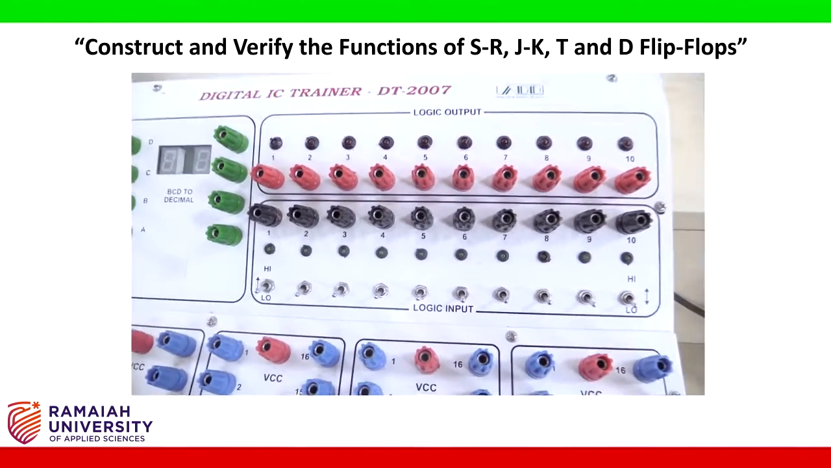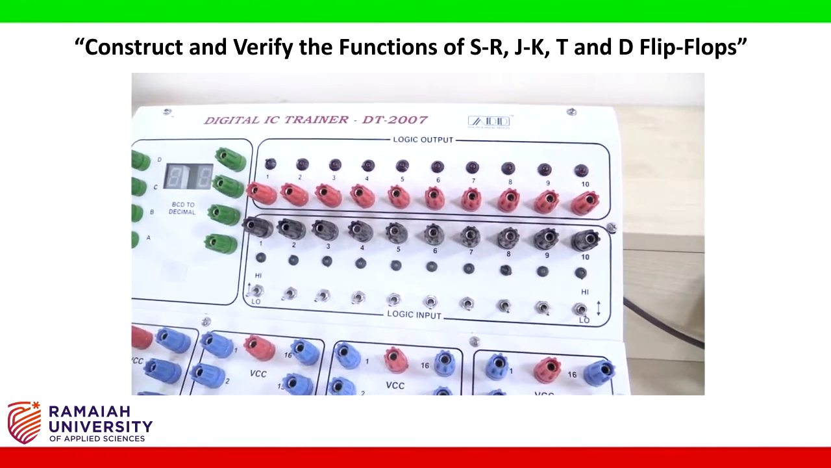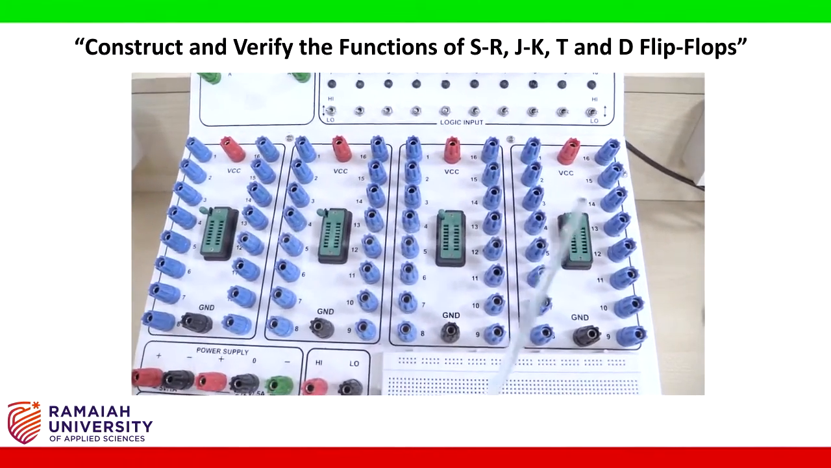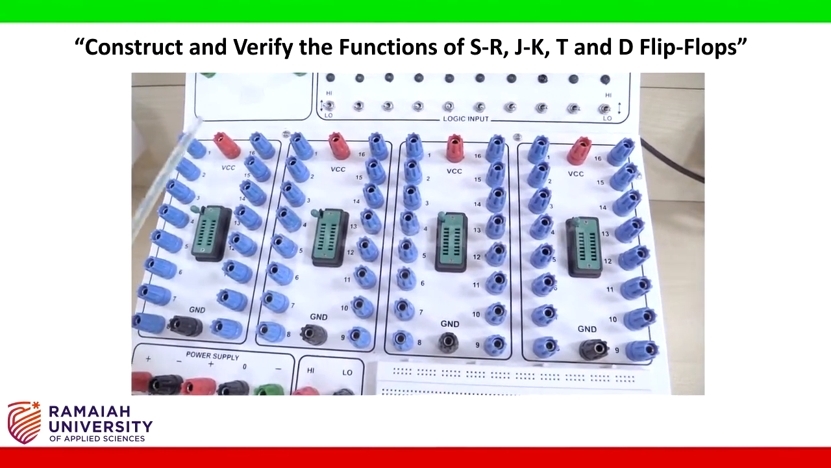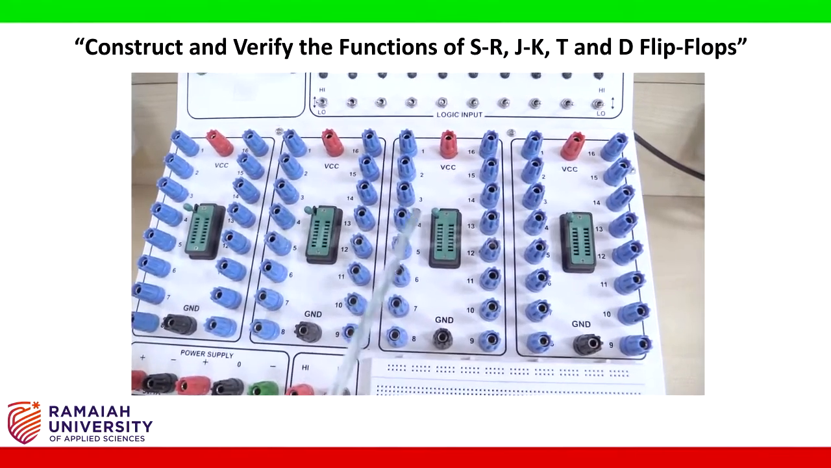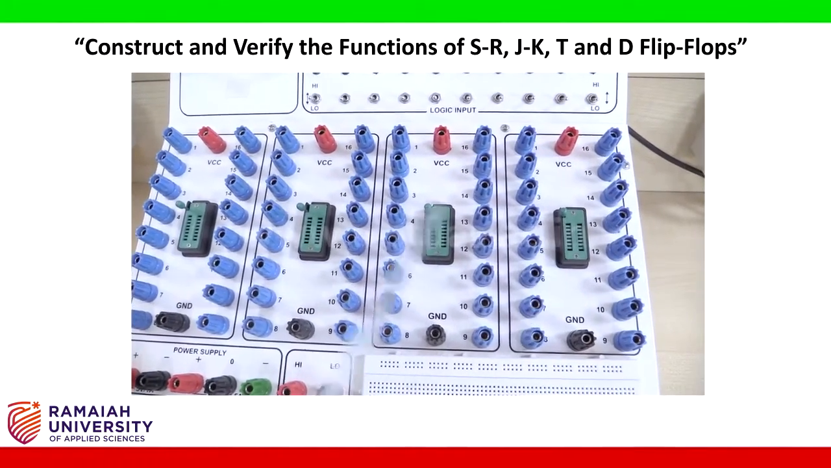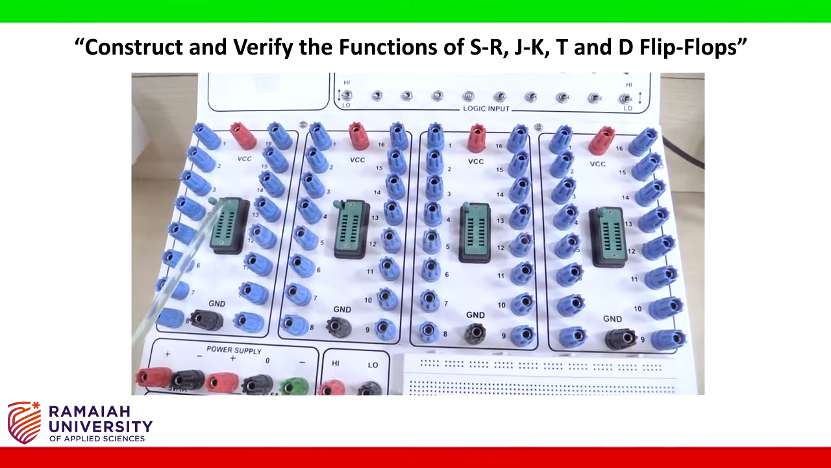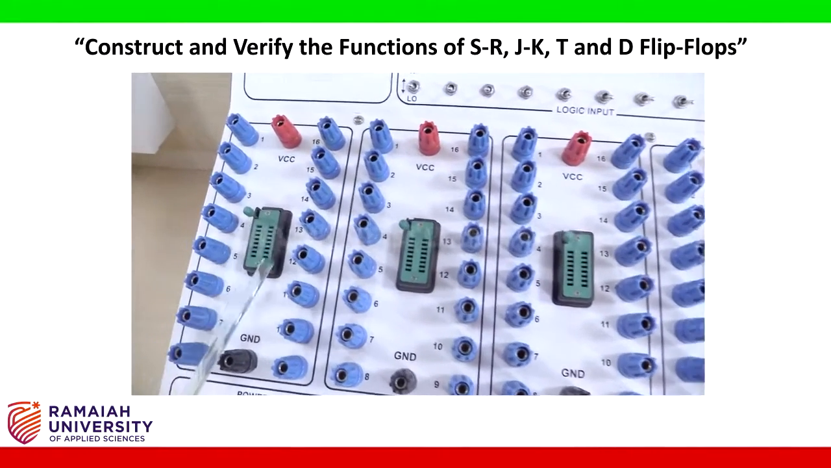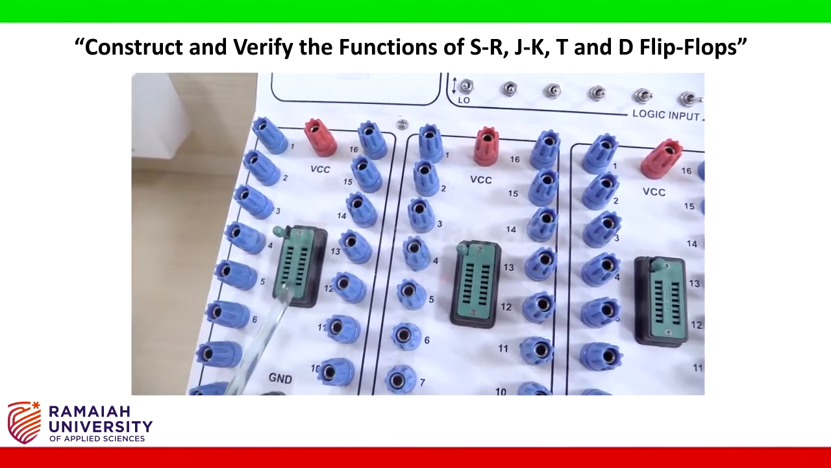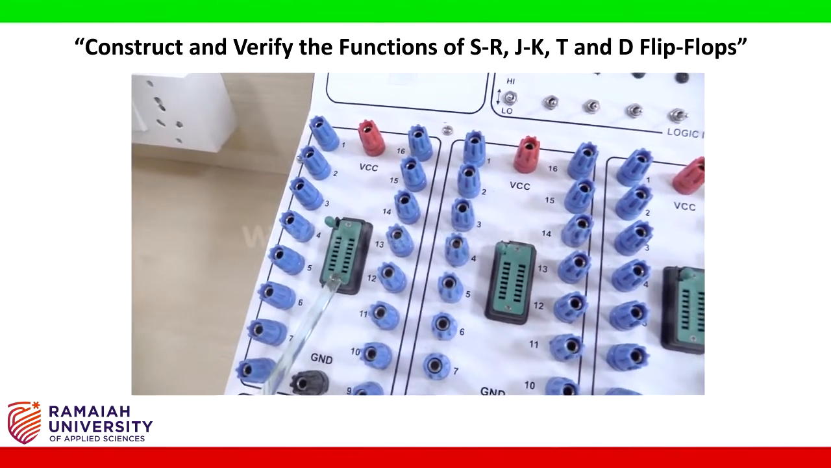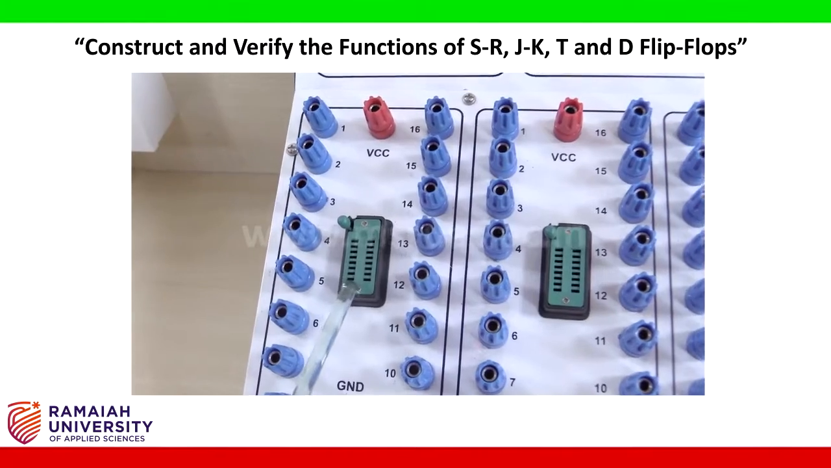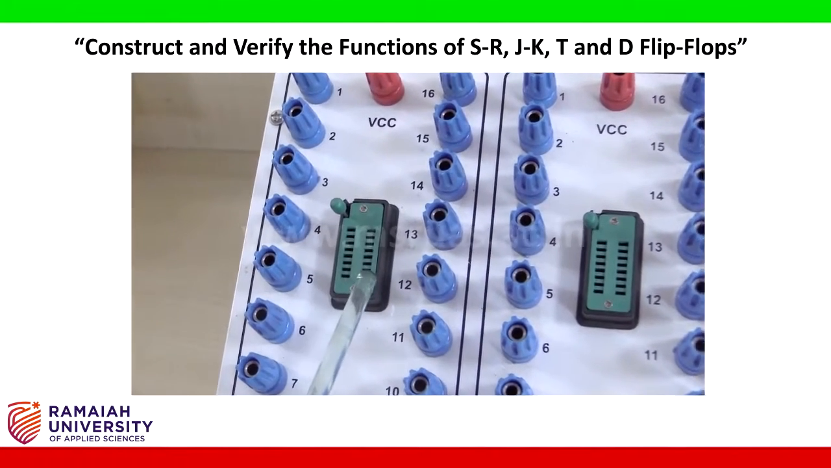At the same time, the digital IC trainer kit has 4 different IC bases. So here we can place 4 different ICs. This is the first IC base, second one, this is the third IC base and this is the fourth IC base. In each IC base we can place one IC. Here you can see these are the slots. There are 16 slots in this IC base, so we can place an IC which has 16 pins. But in our experiment we are using an IC which has 14 pins, so the remaining 2 pins will be left free.